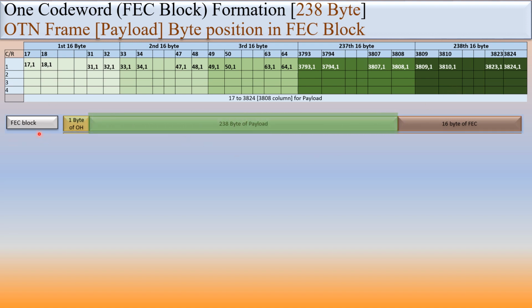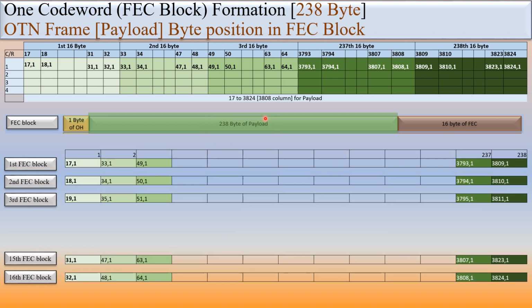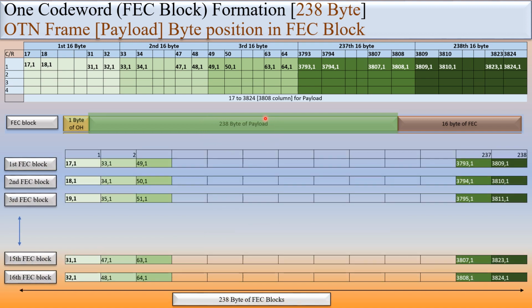This is the FEC block. You also know that the FEC block length is 255 bytes: 1 byte is from the overhead, 16 bytes are from the FEC, and 238 bytes are from the payload. I have already discussed this one. We will concentrate on these 238 bytes of payload. You can see here this is the position of the 238 bytes in the FEC block, so in the first block, second, third, and in the same way up to the 16th FEC block.